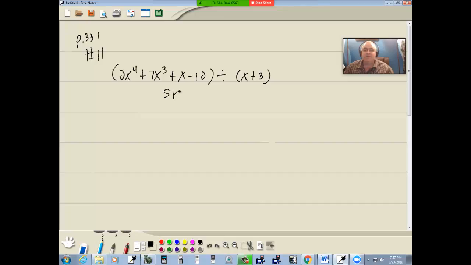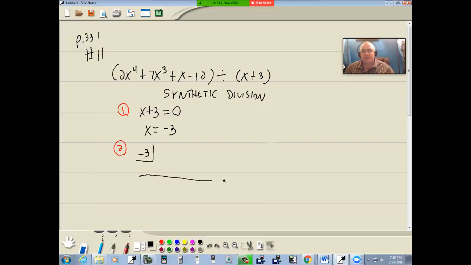So this is synthetic division. Your first step is you take what you're dividing by, which is x plus 3, and you set it equal to 0. So you always take what you're dividing by, set it equal to 0, and solve it. So I take the 3 over, and it becomes a negative 3. Step 2. We want to take the number we just found and put it in a box in the upper left-hand corner.